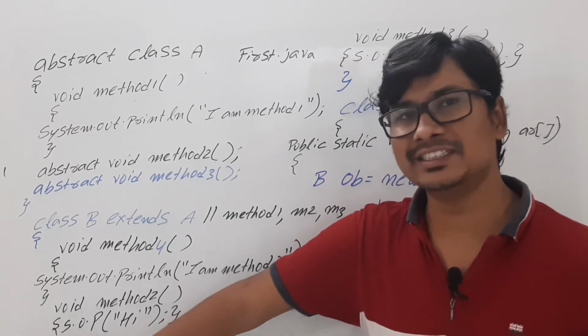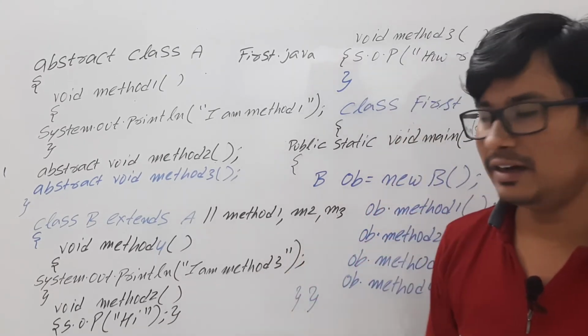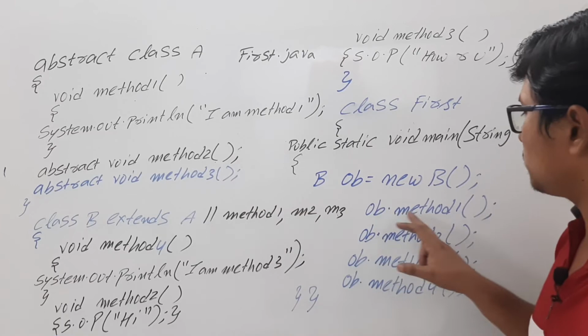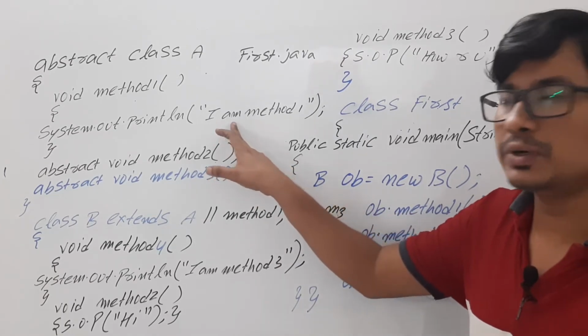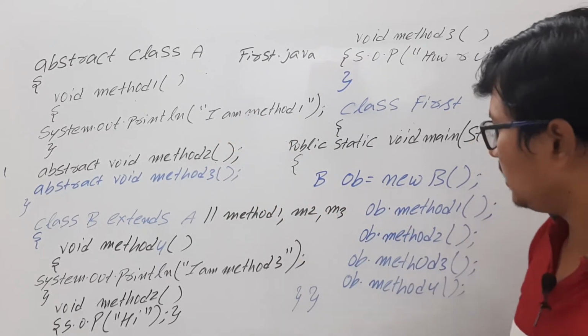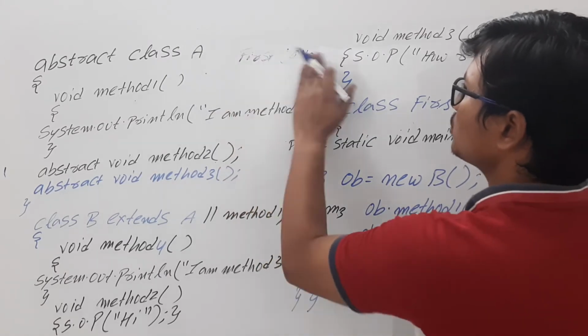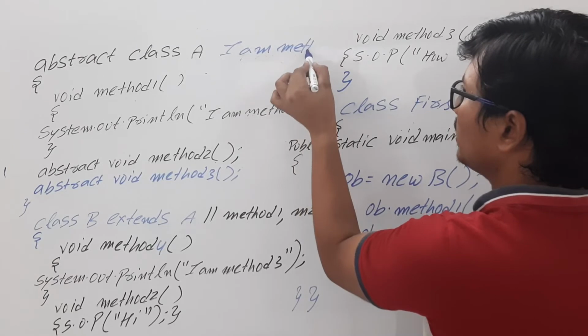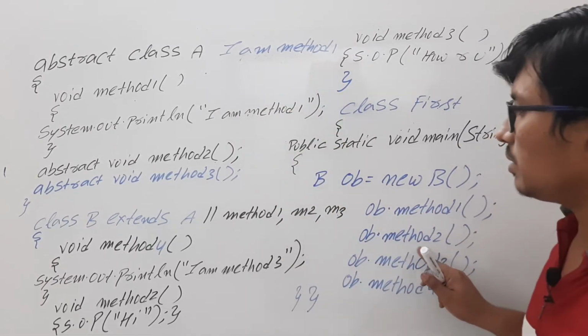Let's take that you are writing system.out.println. Then this program will give you the output as this method 1 is calling, you will get the output as I am method 1. Let me write somewhere so that you will understand.